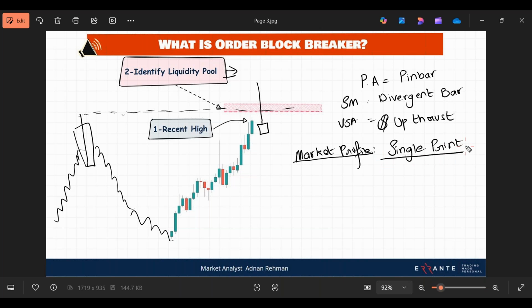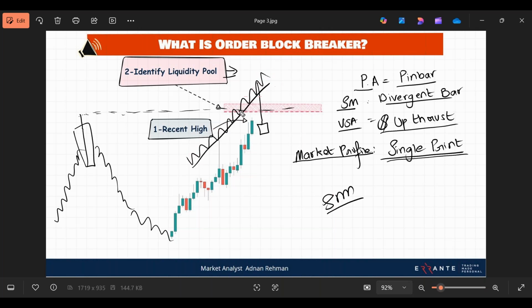So if you are a price action trader, we will consider this the pin bar. If you are a smart money trader, we look at the divergent bar. If you are a VSA trader, we will name it an upthrust, and in market profile you will name it a single print. All of these things are indirectly or directly telling us that the smart money has played its game. So what was the game? It took the market towards the upside, it tricked or trapped the bulls in this area, and then it sold the market and took it towards the downside, and then all these people are trapped.